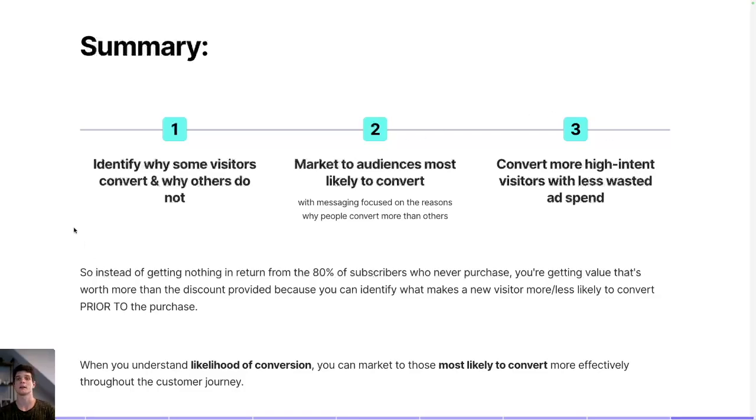So instead of getting nothing in return from the 80% of subscribers who never purchase, and about 50% won't even open an email, instead you're getting value that's worth more than the discount provided because you can identify what makes a new visitor more or less likely to convert prior to the purchase. And when you understand likelihood of conversion prior to the purchase, you can improve the pre-purchase experience and you can market to people who are more likely to convert throughout the customer journey.